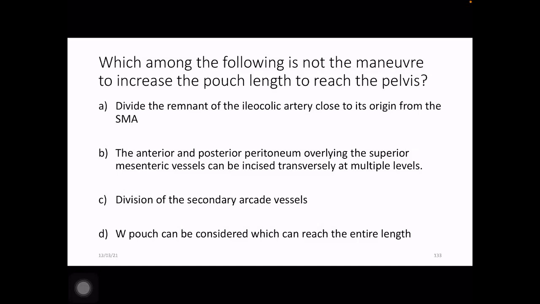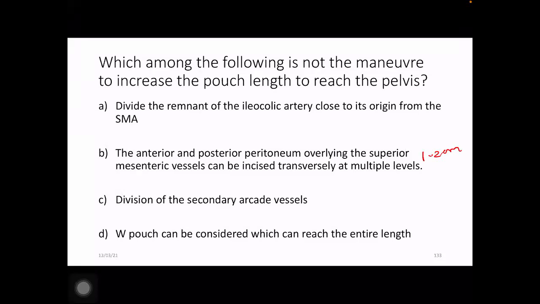The anterior and posterior peritoneum overlying the superior mesenteric vessels can be incised transversely at multiple levels. The exact picture is given in Substance. So this is definitely true. This can be done. It gives an additional length of 1 to 2 centimeters. Division of secondary arcade vessels can be done or not? It can also be done. It is true. I'll show you what is the division of secondary arcade vessel.